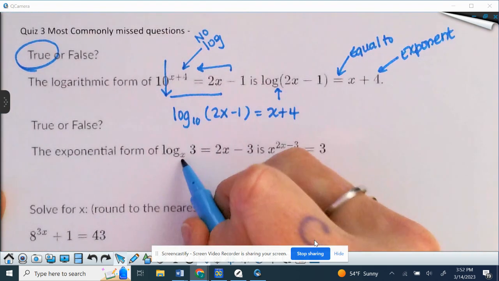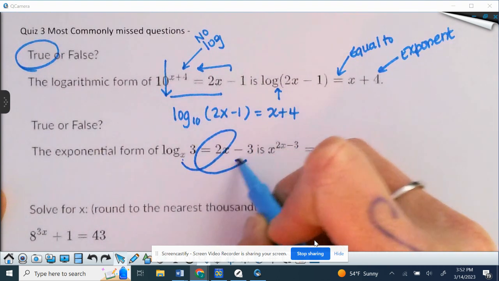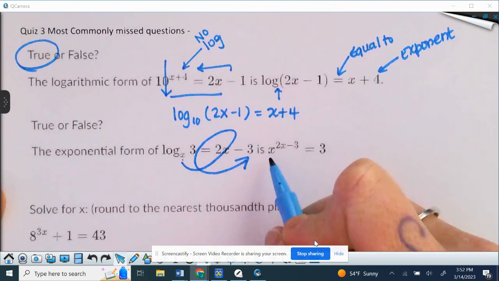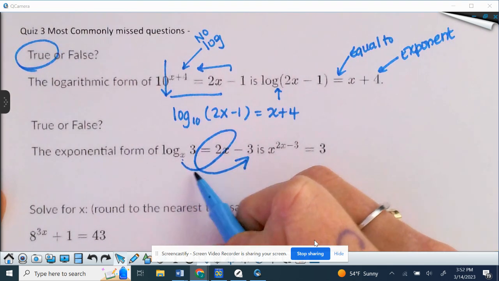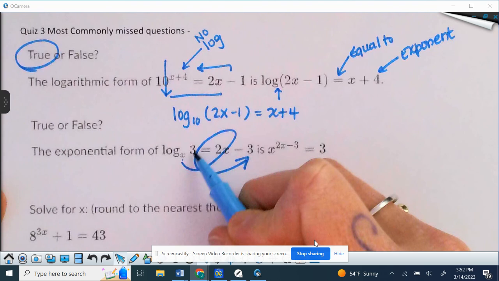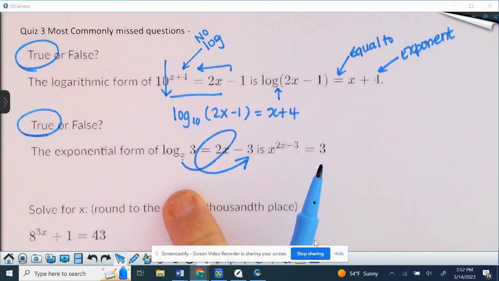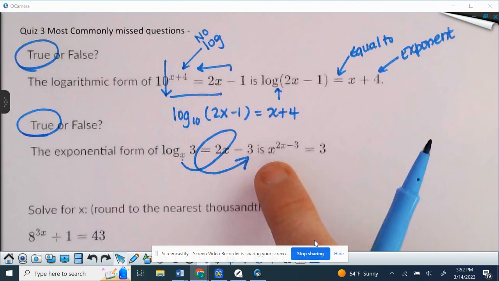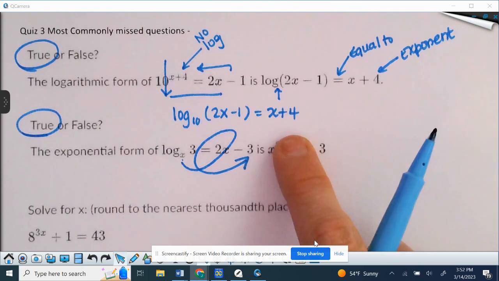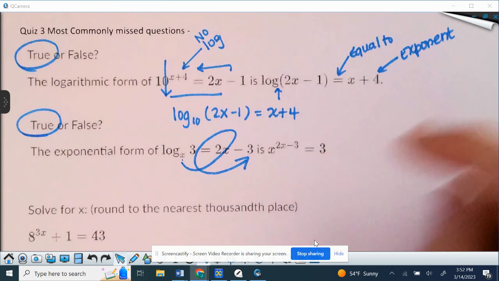So base of 2x minus 3 is 3. So log base x of 3. So take our base, grab our exponent, come out with an output. So again, this one is also true. The exponential form of log base x of 3 is 2x minus 3, and its exponential form is x raised to 2x minus 3 equals 3. All right, so both of those should have been true.